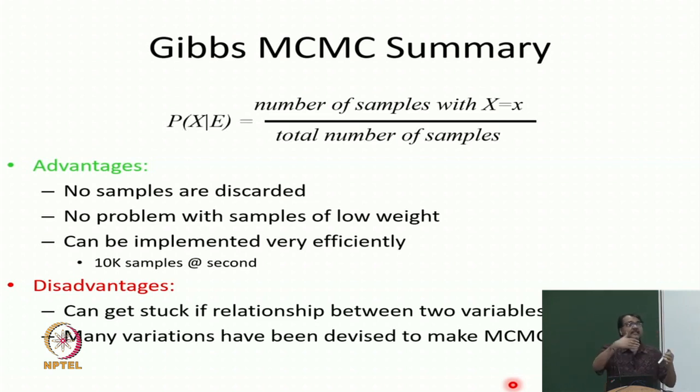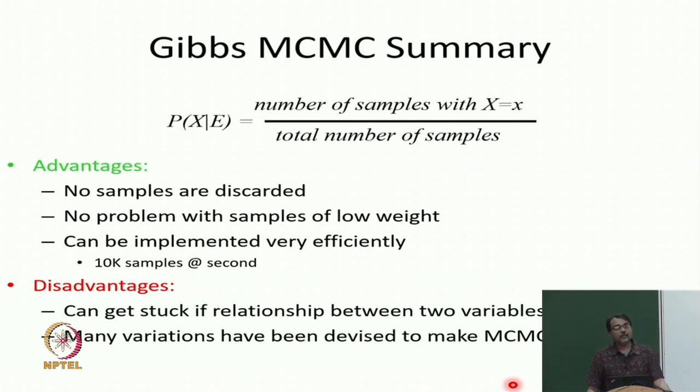As you will see, the stationary distribution of the Markov chain is the posterior distribution. So, I am actually sampling from the posterior distribution. It can be implemented extremely efficiently. As you can see, the algorithm was just this much, so it is very easy to implement. 10 years ago you could have gotten 10,000 samples a second. So, extremely fast. Now, there is a problem with this algorithm, and that is very difficult to see.